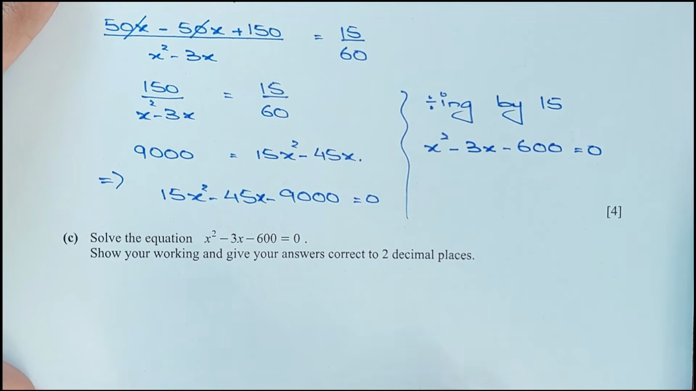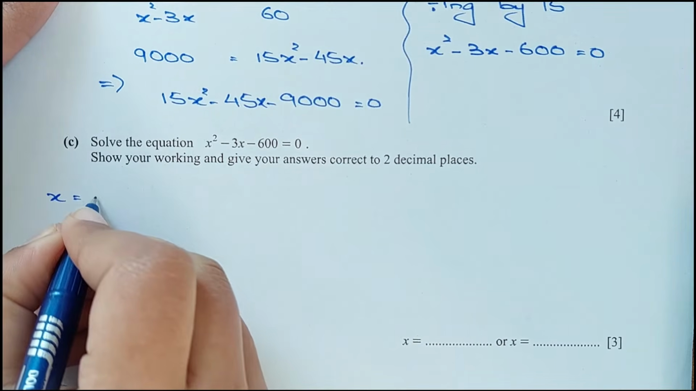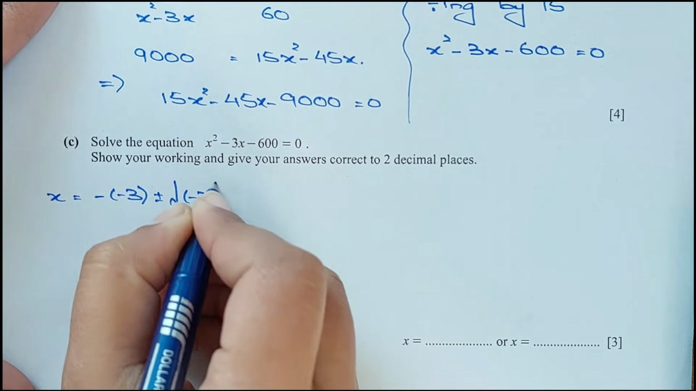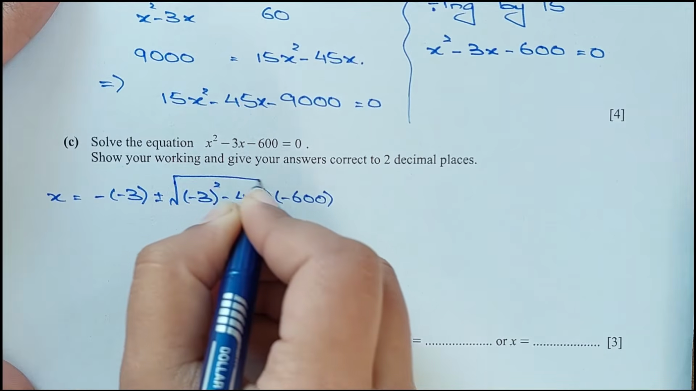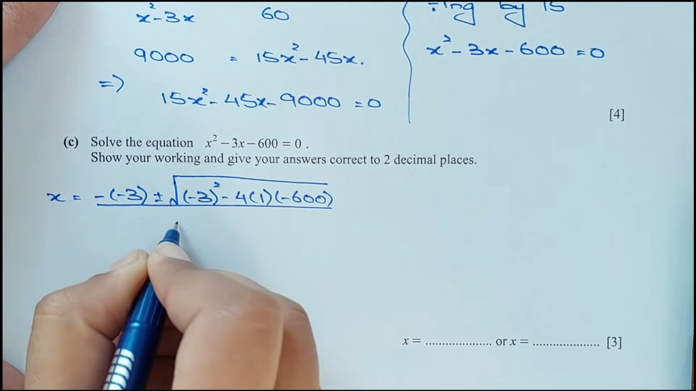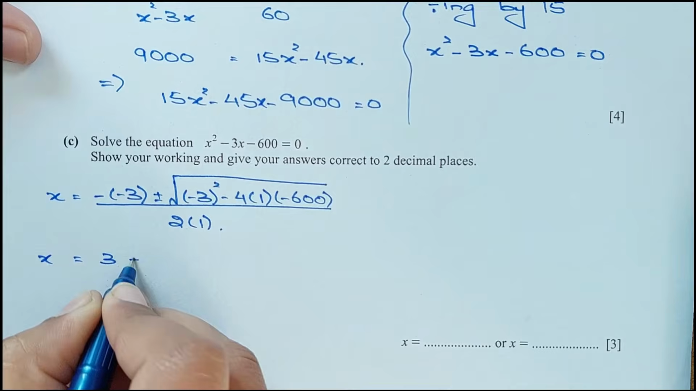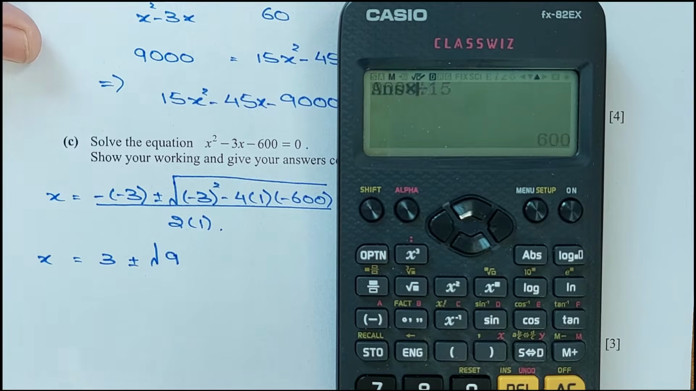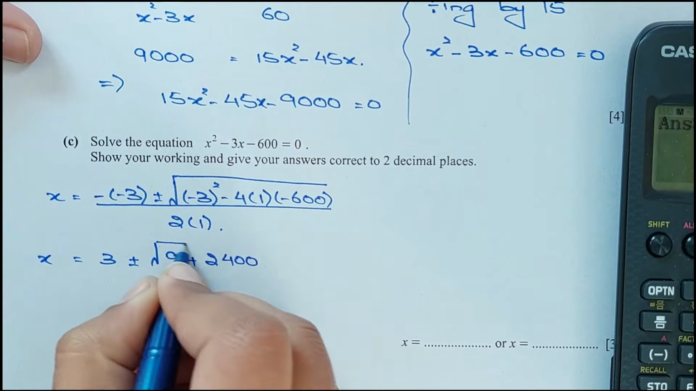Now for part C, solve the equation, show your working, and give your answer correct to 2 decimal places. This is a quadratic equation. Let me solve it using the quadratic formula. So x equals minus b plus or minus the square root of b squared minus 4 times the a value and the c value, all divided by 2 times a. For this simplification, x equals 3 plus or minus the square root of 3 squared, which is 9, plus 4 times 600, which is 2400, divided by 2.